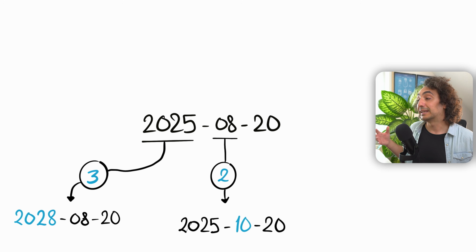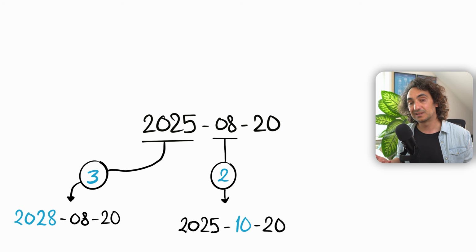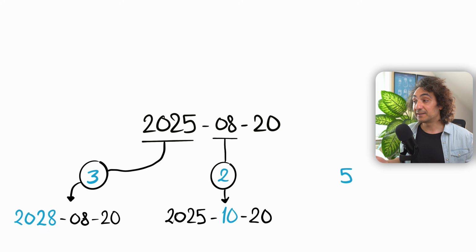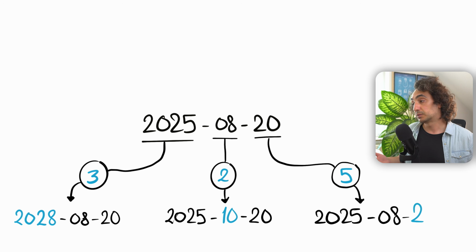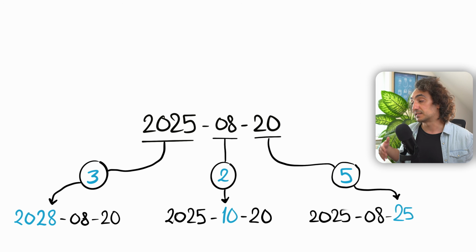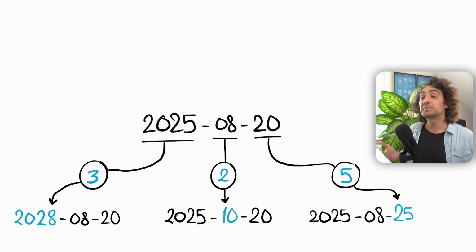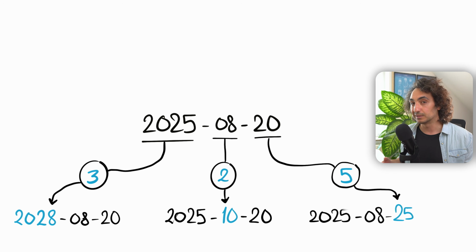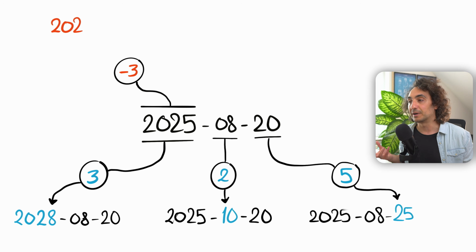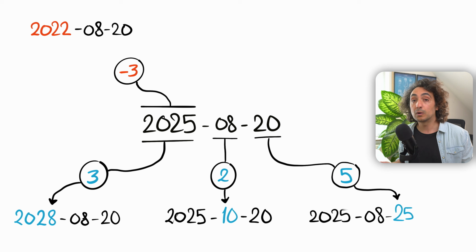And of course we can go and add days to our dates. So for example, we're gonna go and add 5 days to our date. So in the output we'll get the same year 2025, the same month August, but only the day will be changed to 25. So we have added 5 days to the original dates. And of course we can go and subtract dates even though the function is called DATEADD. So for example, we can go and subtract 3 years from our dates and if you do that you will get 2022 August 20th.